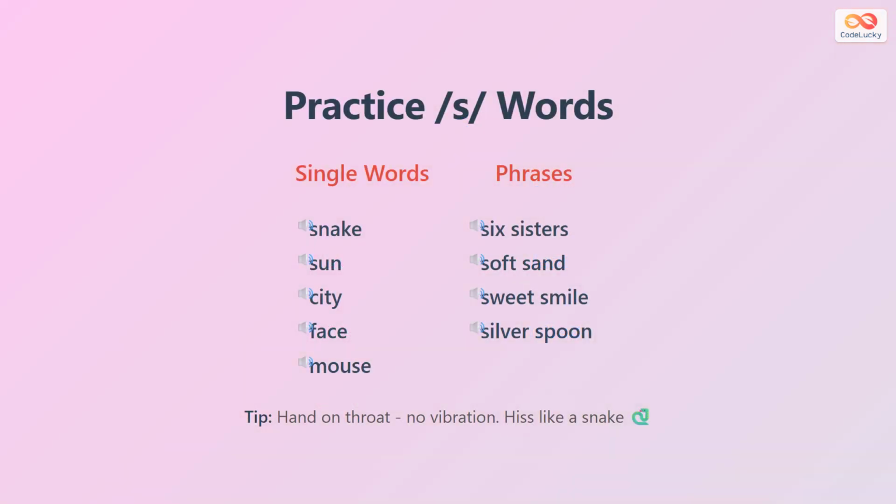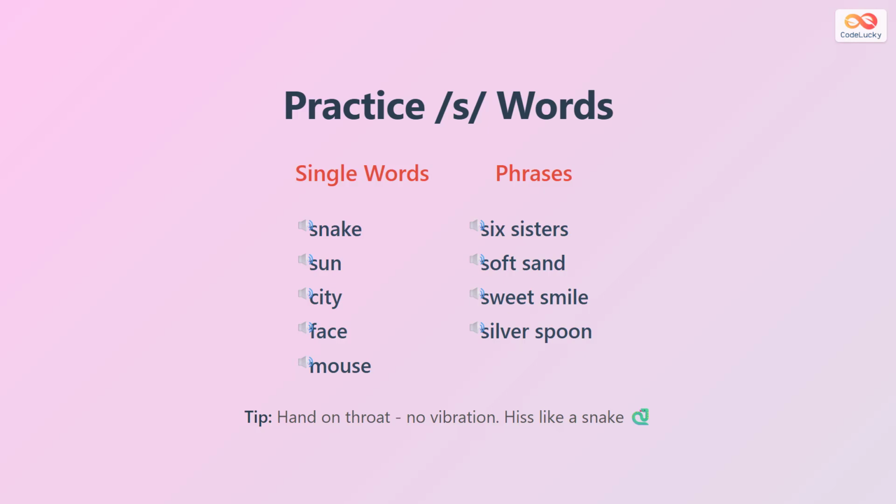Now let's focus on words that contain the S sound. We have single words: snake, sun, city, face, and mouse. Each of these words has the S sound, either at the beginning, middle, or end. Practice saying each word clearly, remembering that the S sound is like a hiss with no throat vibration.